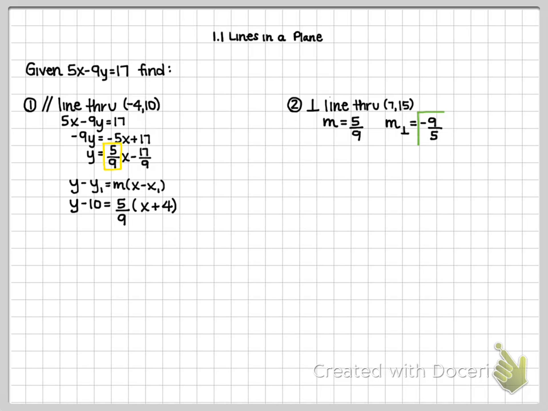This is the one I want to use for perpendicular. So I do the exact same thing I just did a second ago, except now I'm going to use the -9/5 and the new point here. So again, using y minus y1 is equal to m quantity x minus x1, my point slope form, I'm just going to go ahead and plug my stuff in. So I get y minus 15, my slope, which is now -9/5 because I want perpendicular, times x minus 7.